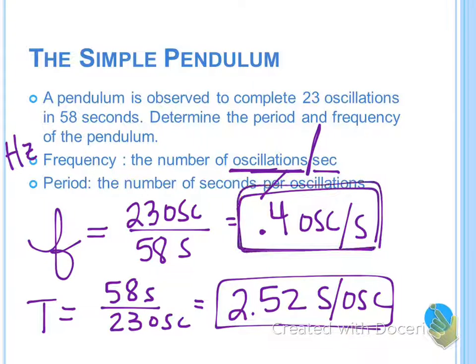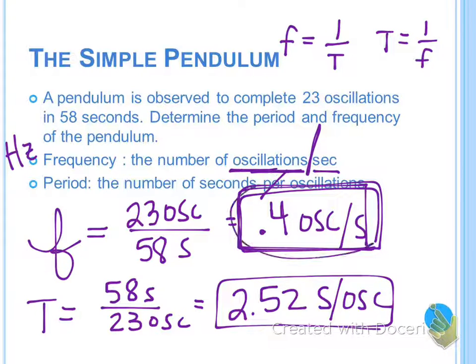If we would have found just frequency, could we have solved for period in a simpler way? Do you remember our equation that connects frequency and period? Okay, so we could use either of those equations, right, to solve for period with that. If I would have taken T equals 1 divided by 0.4, what do you get when you plug that into your calculator? 2.5, right? So it's the same thing. Once you solve for one, you can solve for the other, okay? Or you can always go back to your original numbers.